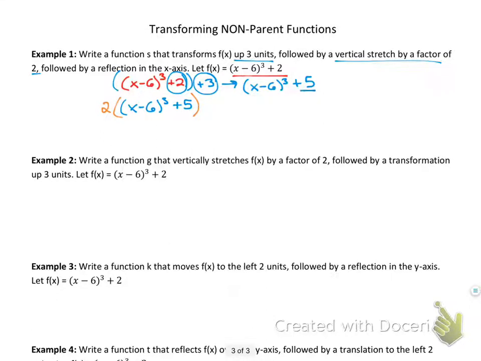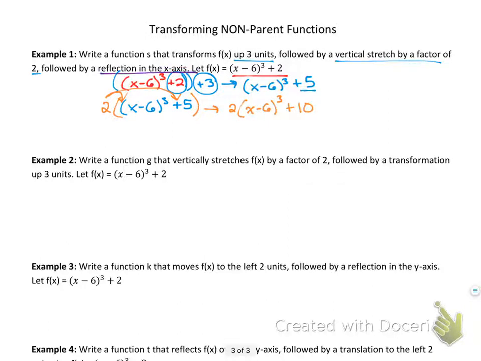Now we do need to simplify this, and this is where everybody forgets what to do for some strange reason. You have to multiply it all the way through. Now remember, just like when we did quadratics, you can't touch what's inside with what's outside. That's not possible. But we can put it in front. So it's going to be 2 times (x minus 6) cubed plus 10, because 5 times 2 is 10. All right, but we're not quite done. We have one more thing to do.